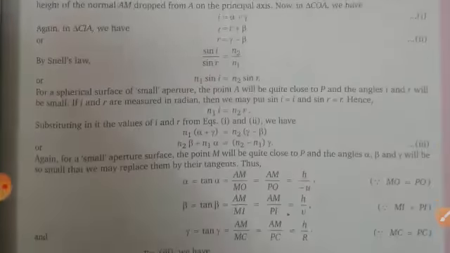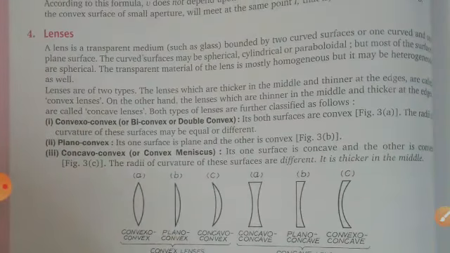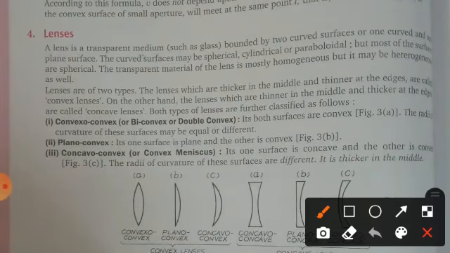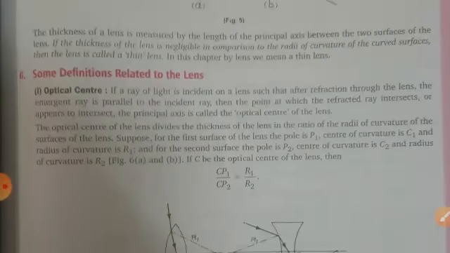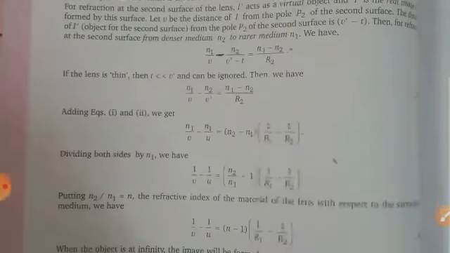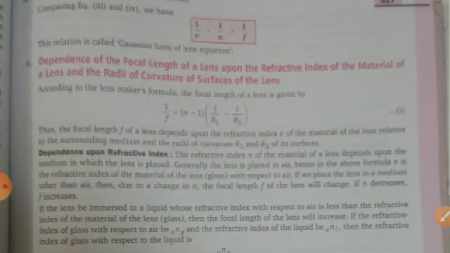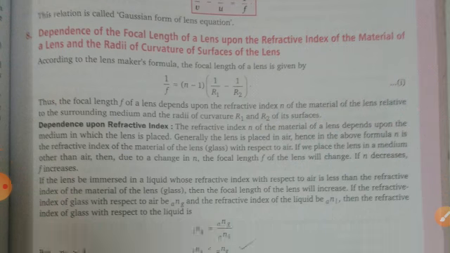After that we had covered lenses: what lenses are, concave and convex types of lenses, and the converging and diverging action of lenses. Then we covered the definitions of optical center, focal length, and focal plane. One thing more, we had already derived the lens maker formula for lenses. After that, in today's class we are going to discuss the power of lenses.